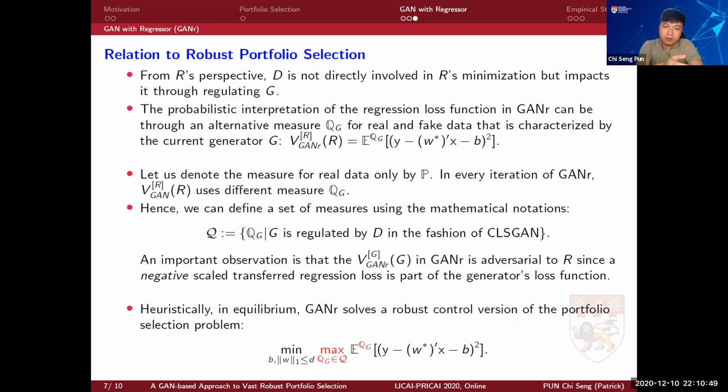So we also found that, heuristically, the GAN-R solves a robust control version of the portfolio selection problem. So the idea is that the fake data generated from the GAN part is to create a lot of worst case scenarios for our portfolio selection. And that's why our eventual solution of the W will be a robust portfolio.